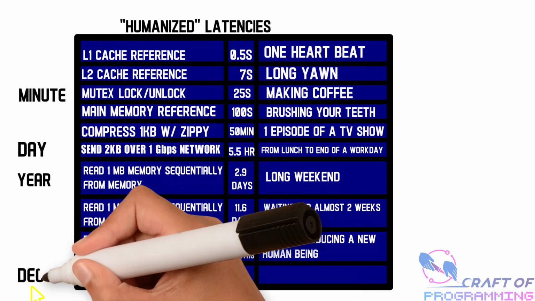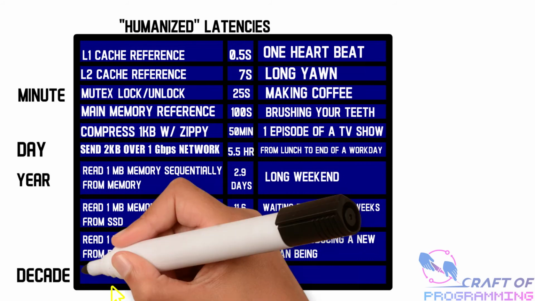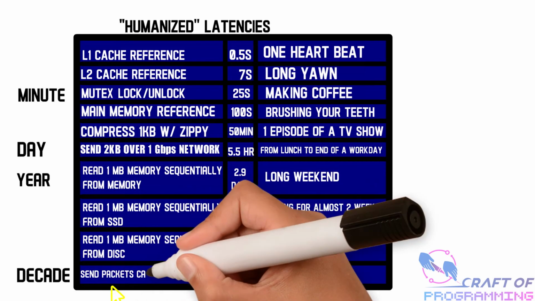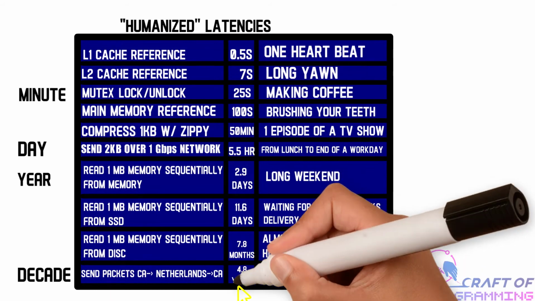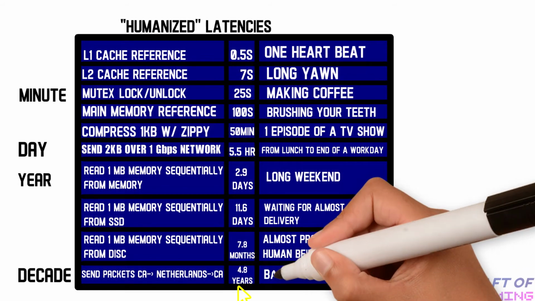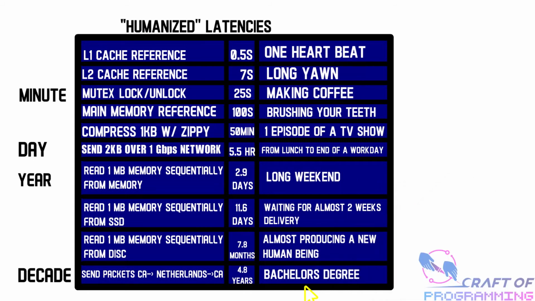Now we move on to the decade time scale, where the average time to, say, send a packet of data from California to Netherlands and back, 4.8 years, the time it takes to get a bachelor's degree.